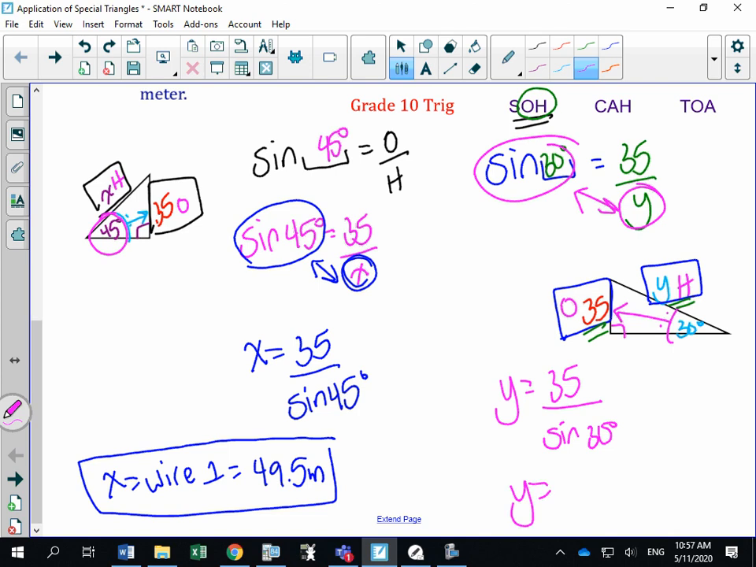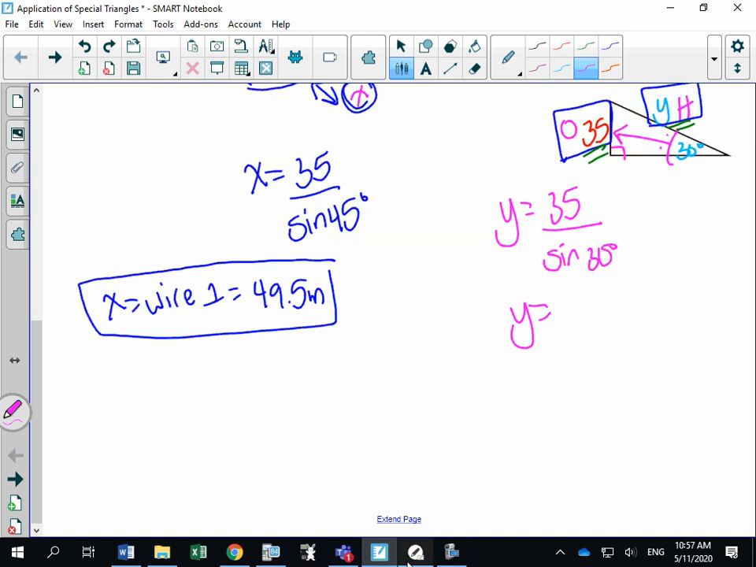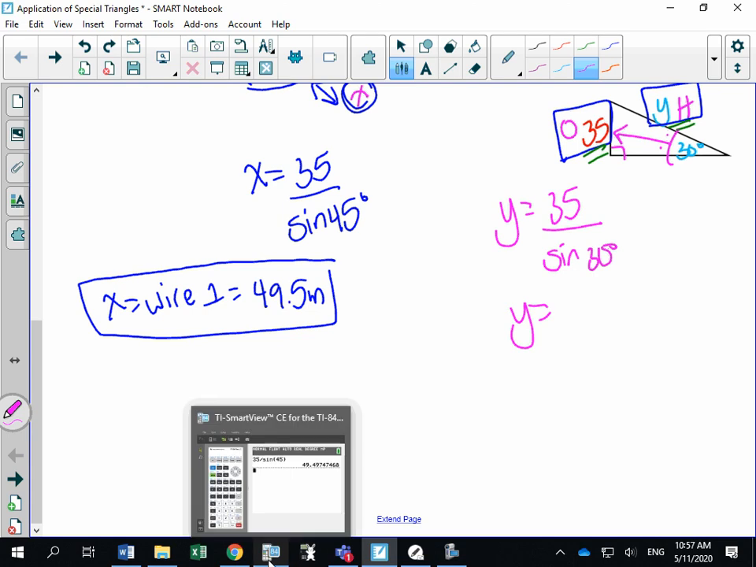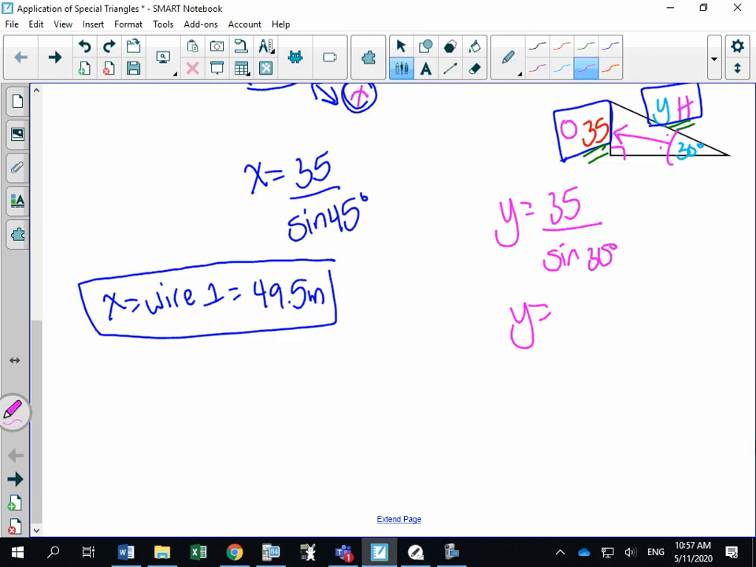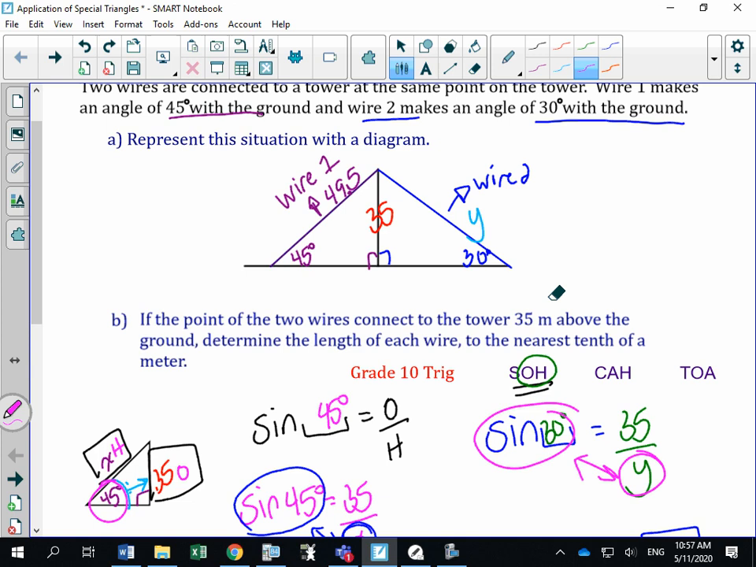So let's figure out on our calculators what the length of wire y is. So 35 divided by the sine of 30. Oops, sine of 30 degrees. So wire 2 is 70 meters in length. And sorry, that's equal to wire 2. So I'm going to go back up here, and wire 2 is 70 meters.